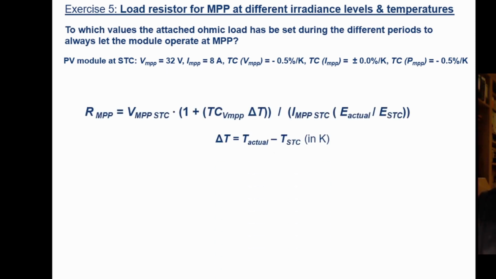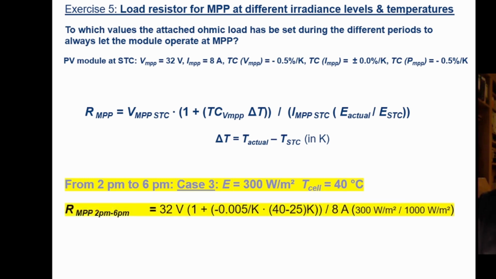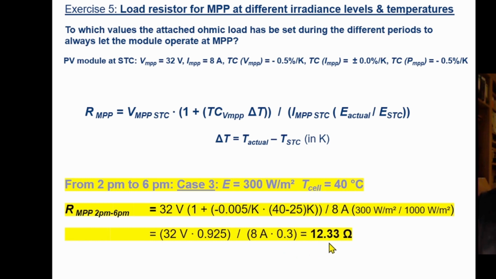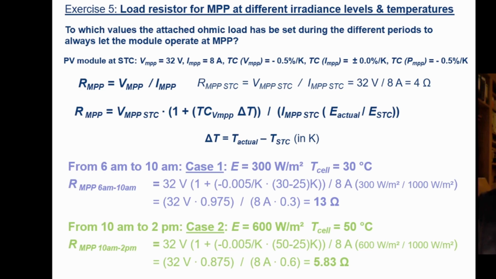Same formula here again. There the irradiance is reduced from 2 p.m. to 6 p.m. Temperature is a bit elevated, so we have 40 degrees Celsius compared to the morning. And if you put in the numbers here, we arrive at 12.33 ohms. If you compare it to the morning numbers, you see that here the resistance is slightly reduced due to the reduced voltage.